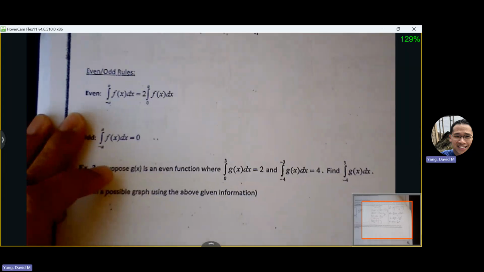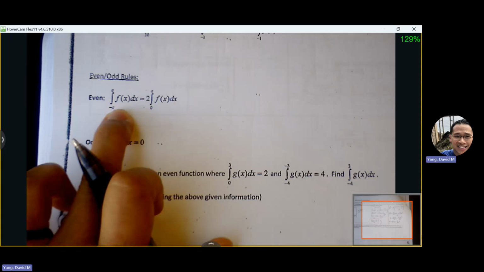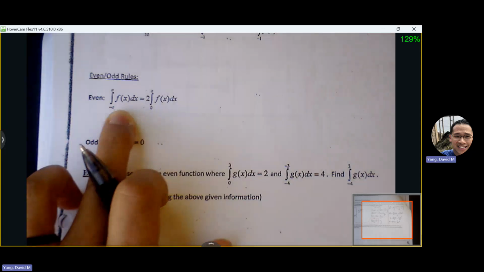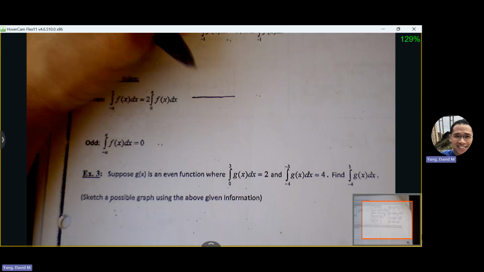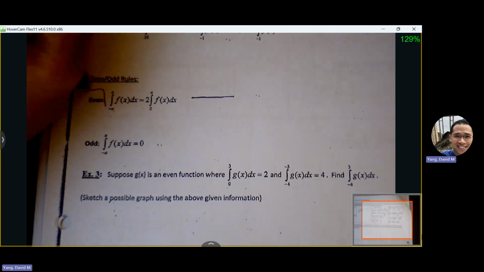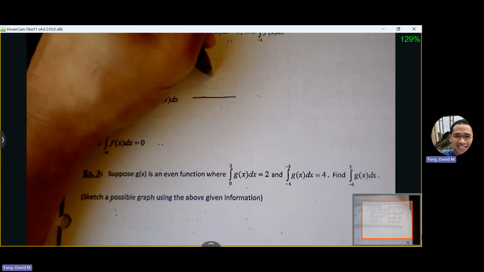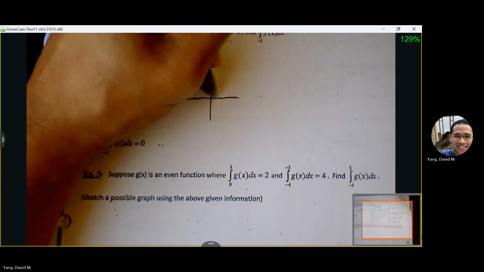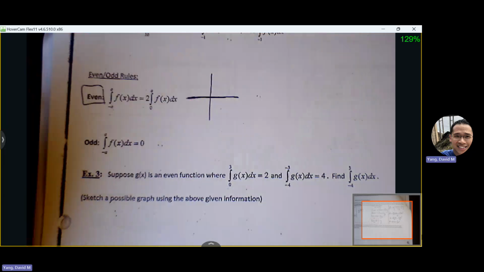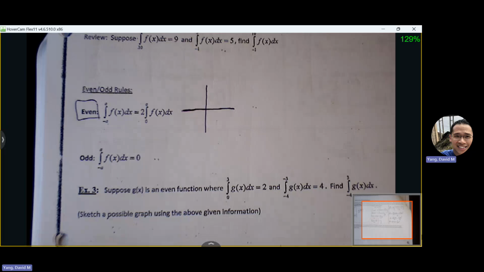So page 46, let's start at the middle here. The top is a review problem. So here's the property of even and odd functions. The property says that if I have an even function, that means my graph is going to be a mirror image across my y-axis.